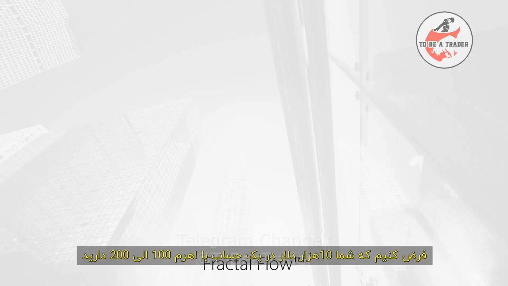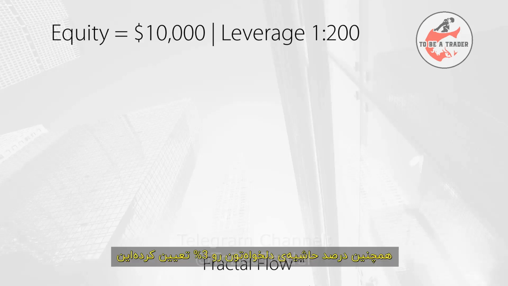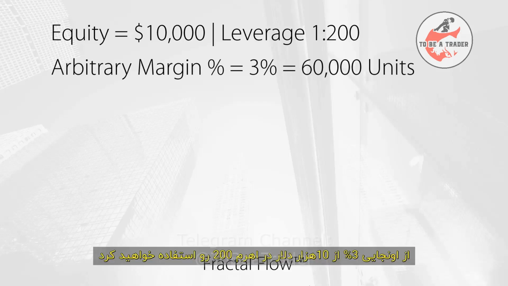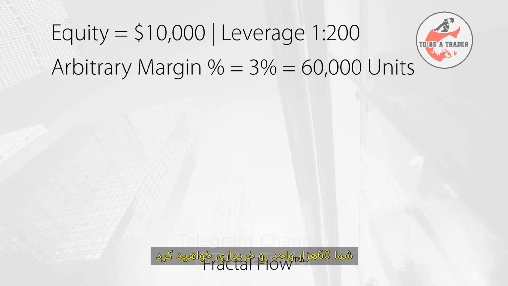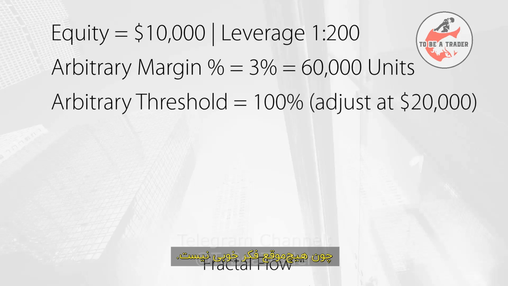For example, let's imagine that you have $10,000 in an account with 1 to 200 of leverage. You also defined your arbitrary margin percentage as 3%. Since you will be using 3% of 10,000 at 200 of leverage, you will be purchasing 60,000 units, which gives you $6 per pip. Once again, these numbers are completely arbitrary because they depend on your subjective experience of risk. Just remember to not exaggerate because you want to make money fast. That's never a good idea.